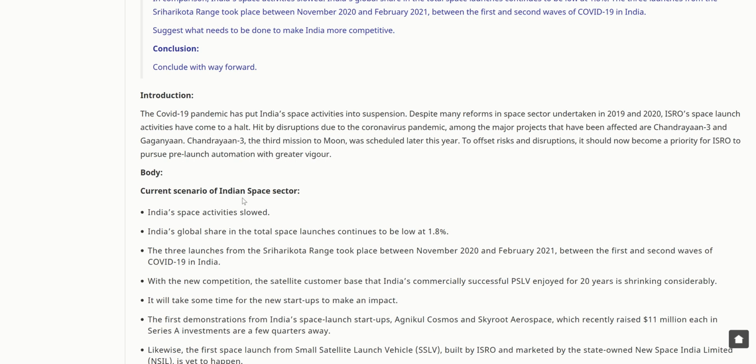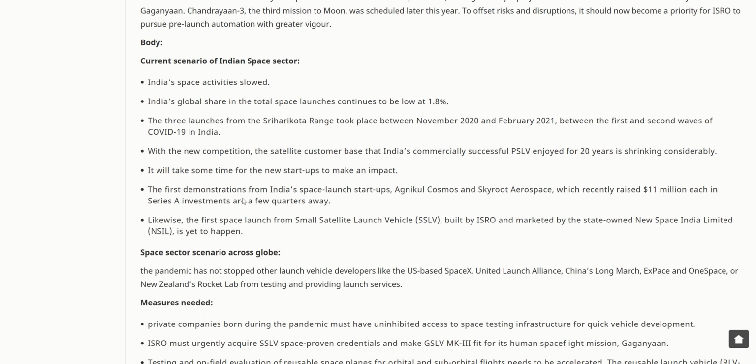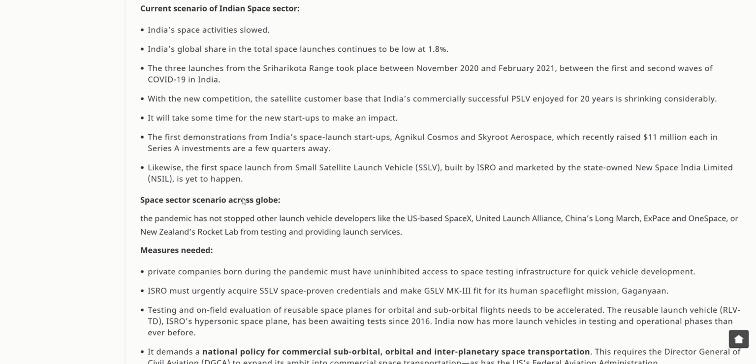The current scenario of the Indian space sector. India's space activities slowed. India's global share in the total space launches continued to be as low as 1.8%. The three launches from the Sriharikota range took place between November 2020 and February 2021, between the first and the second waves of COVID-19 in India. With new competition, the satellite customer base that India's commercially successful PSLV enjoyed for 20 years is shrinking considerably.